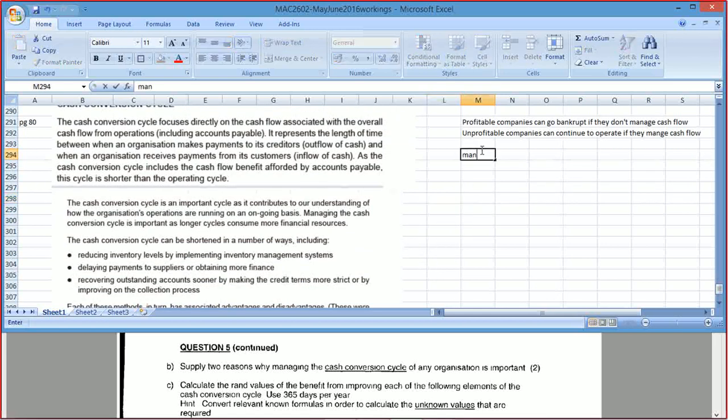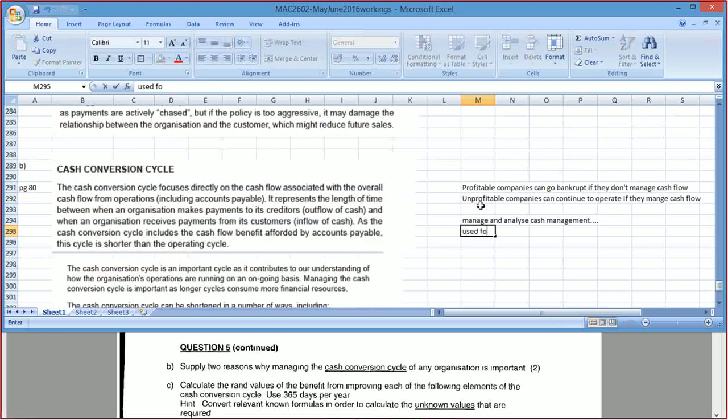Yes. Okay, it's also a way to manage and analyze cash management. So you can see more information for decision making. Okay, useful decision making.